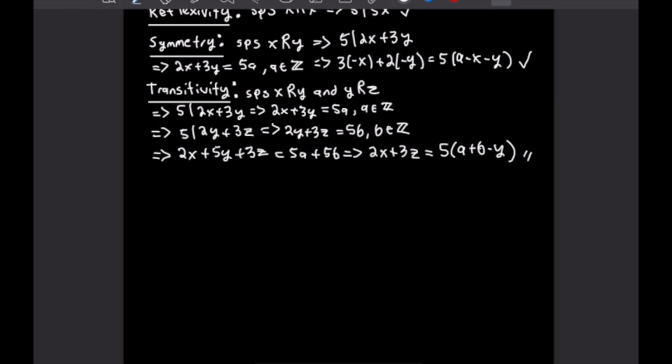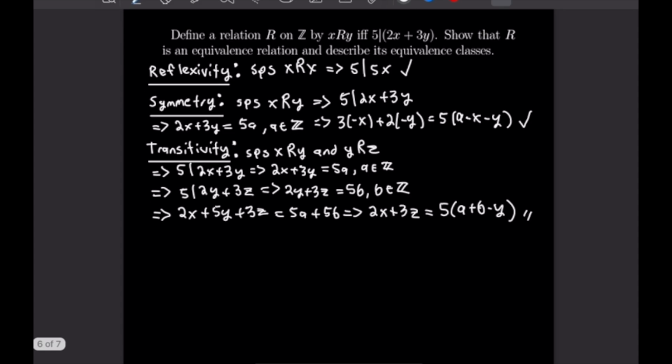So now we want to describe the equivalence classes of this relation R. And I'm going to tell you that the equivalence classes will simplify to the ones where x is congruent to y mod 5. So if you want, you can figure out why that is and then maybe post it in the comments. Okay, so let's get into our last example.